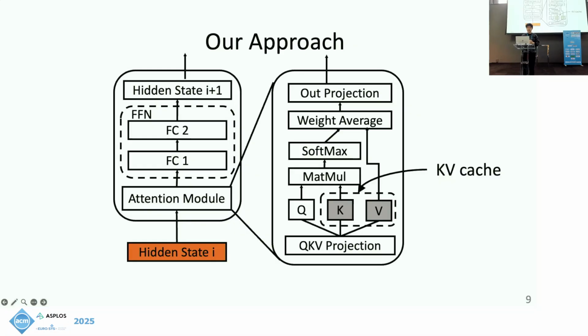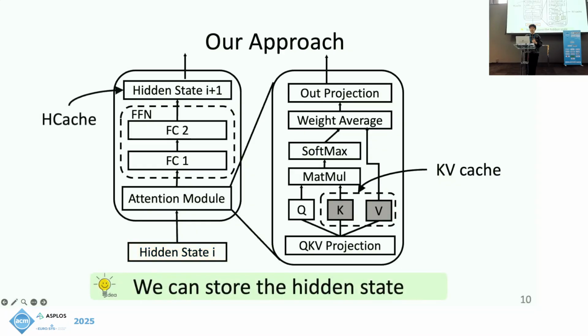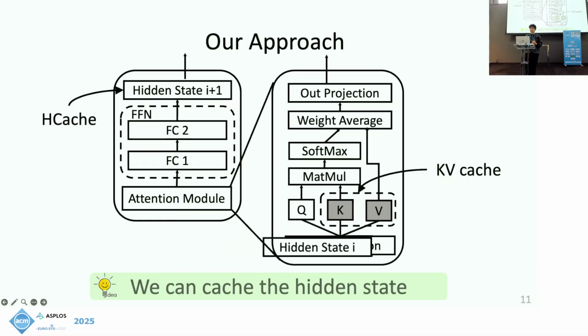And in the right side of the slide, in each layer, the hidden state is projected into two KV tensors. The KV tensor is stored as the KV cache. Our idea is to store the input of every layer, the hidden state, for the restoration, and we name it the HCache, similar to KV cache. As shown, the stored hidden state, or HCache, can be used to restore KV cache by partially redoing the KV projection in each layer.